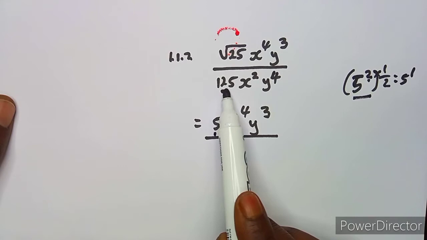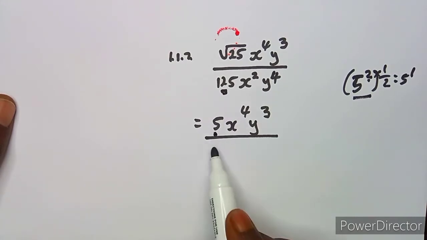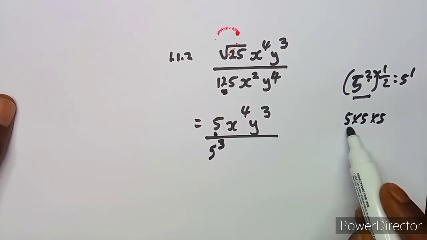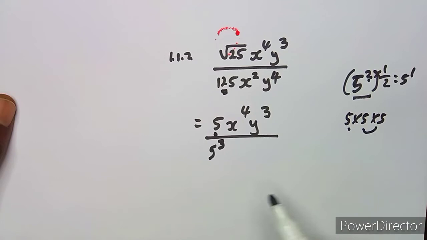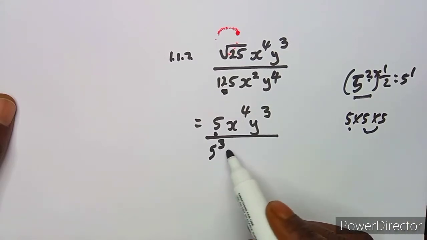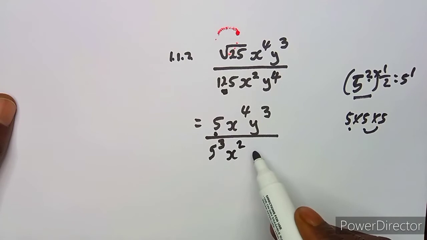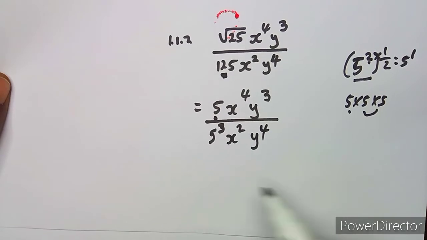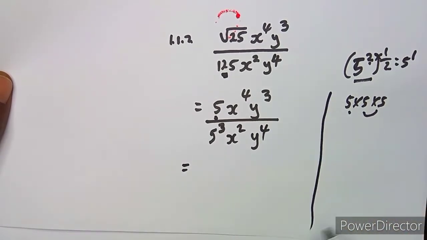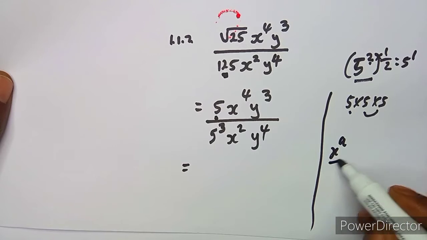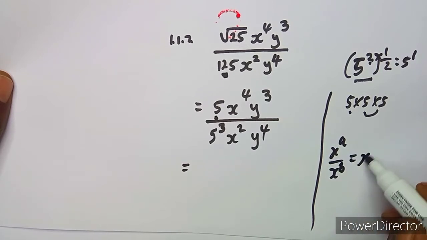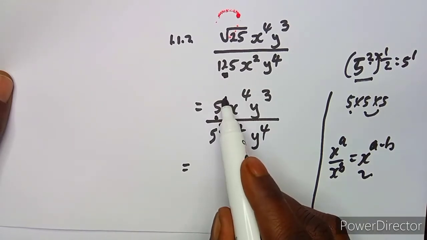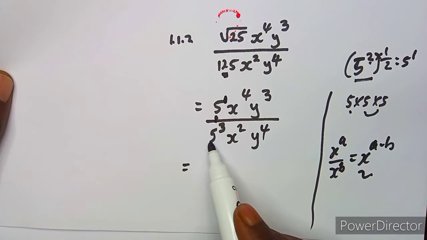Then you have to write this 125 in terms of 5, which is actually 5 to the exponent of 3. We know that 5 times 5 times 5, 5 times 5 is 25 times 5, which is 125. So it's 5 to the exponent of 3, x to the exponent of 2, y to the exponent of 4, like that. So actually, why are we doing this? So that we can apply the laws of exponents. Since we are dividing, we can actually subtract the exponents from this law. So which means we are going to have 5 to the exponent of 1 dividing by 5 to the exponent of 3.